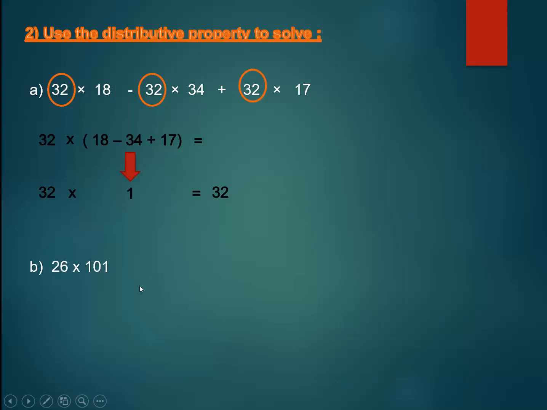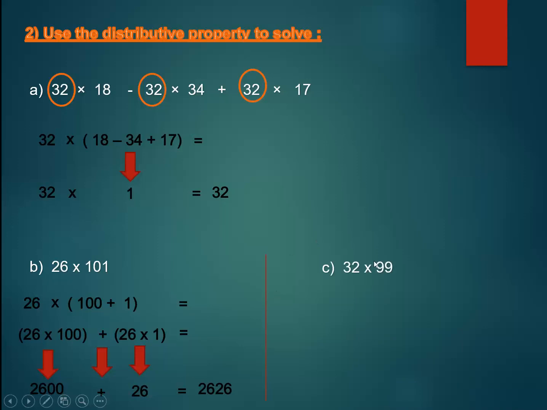Okay, 26 times 101. 101 means 100 plus 1. So it will be 26 times 100 plus 1. Distribute: 26 times 100 plus 26 times 1 will be 2600 plus 26, equal 2626.